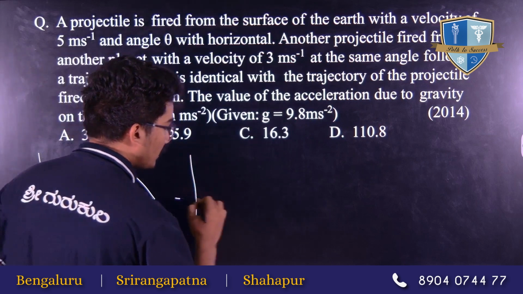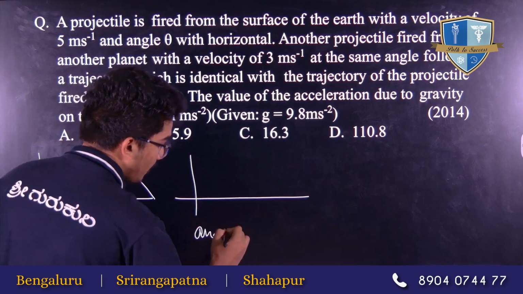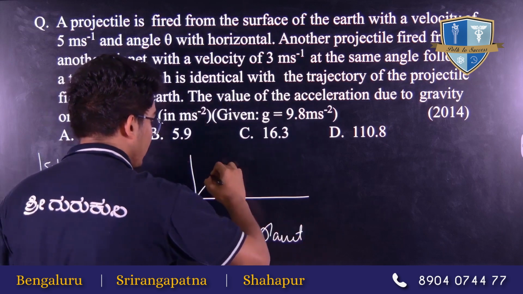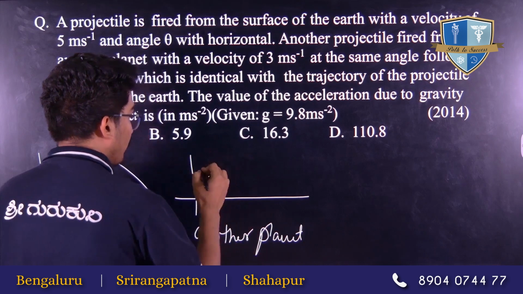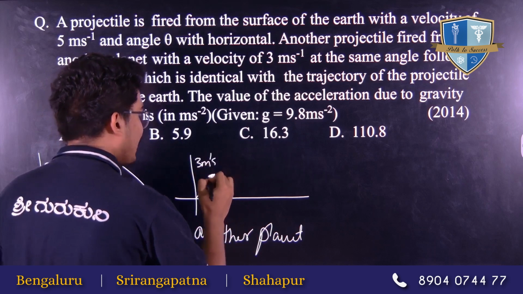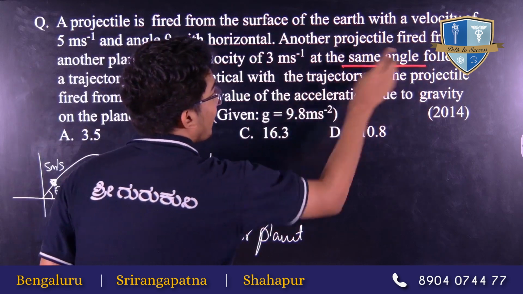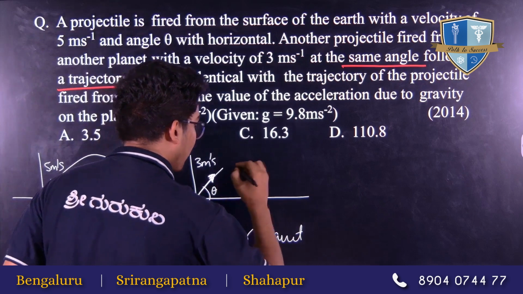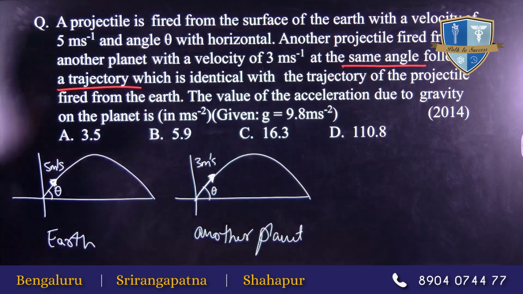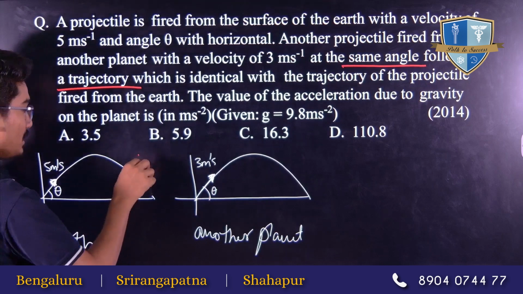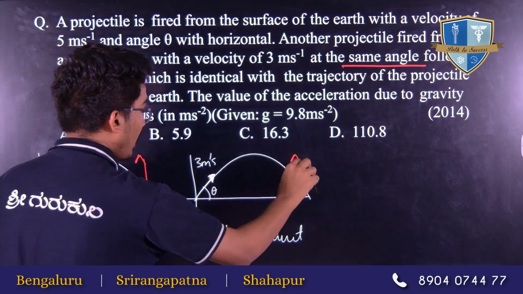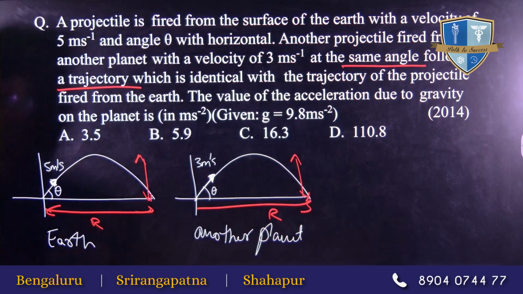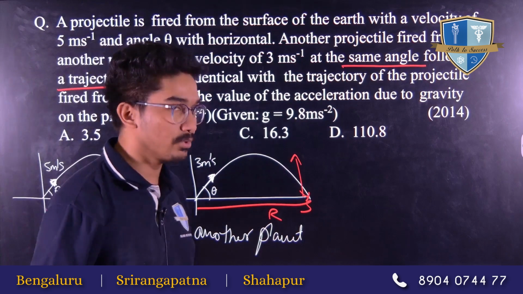It means now we are on another planet. This is another planet, and the same projectile we are giving a velocity of 3 meters per second at the same angle, and the trajectory is also the same. This parabola will also be the same parabola. These two parabolas are exactly equal. If they are exactly equal, their H max will be the same and their range will also be the same, or basically their equation of trajectory will be the same.